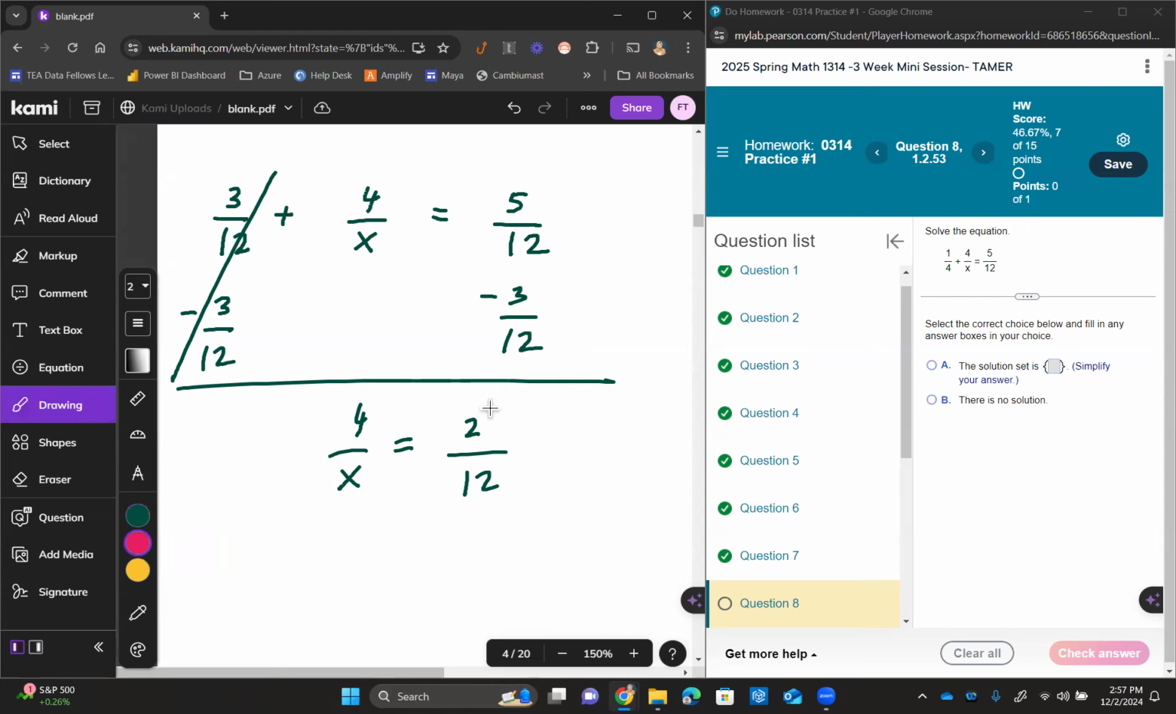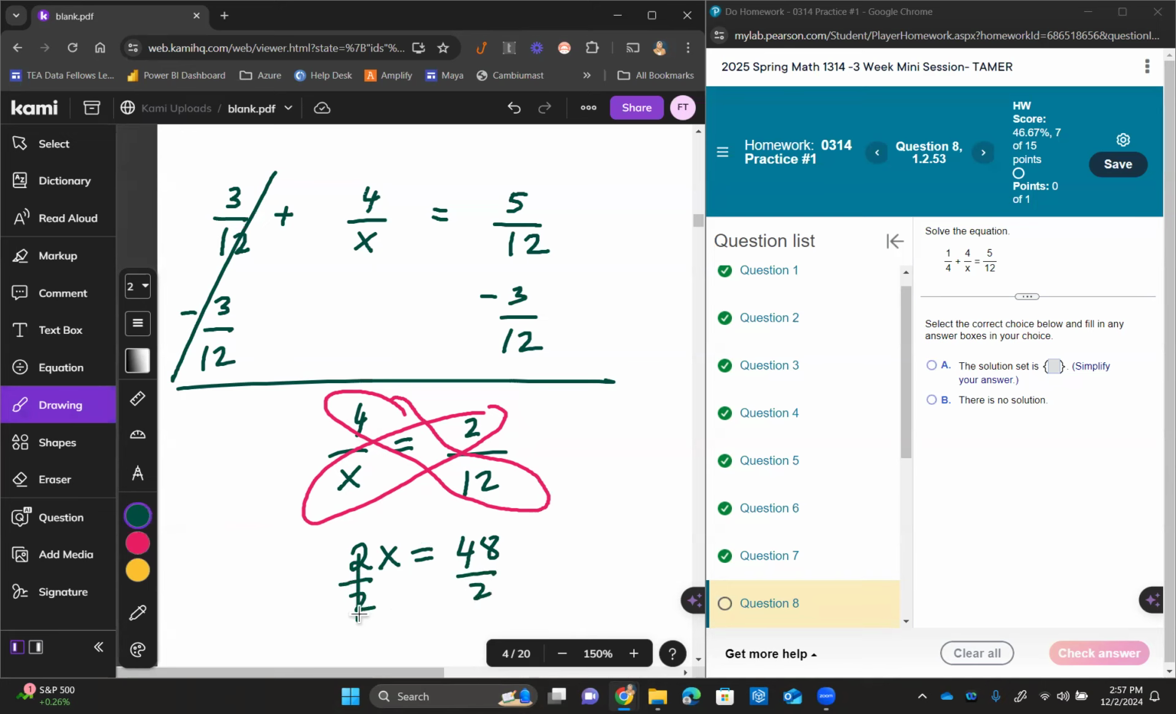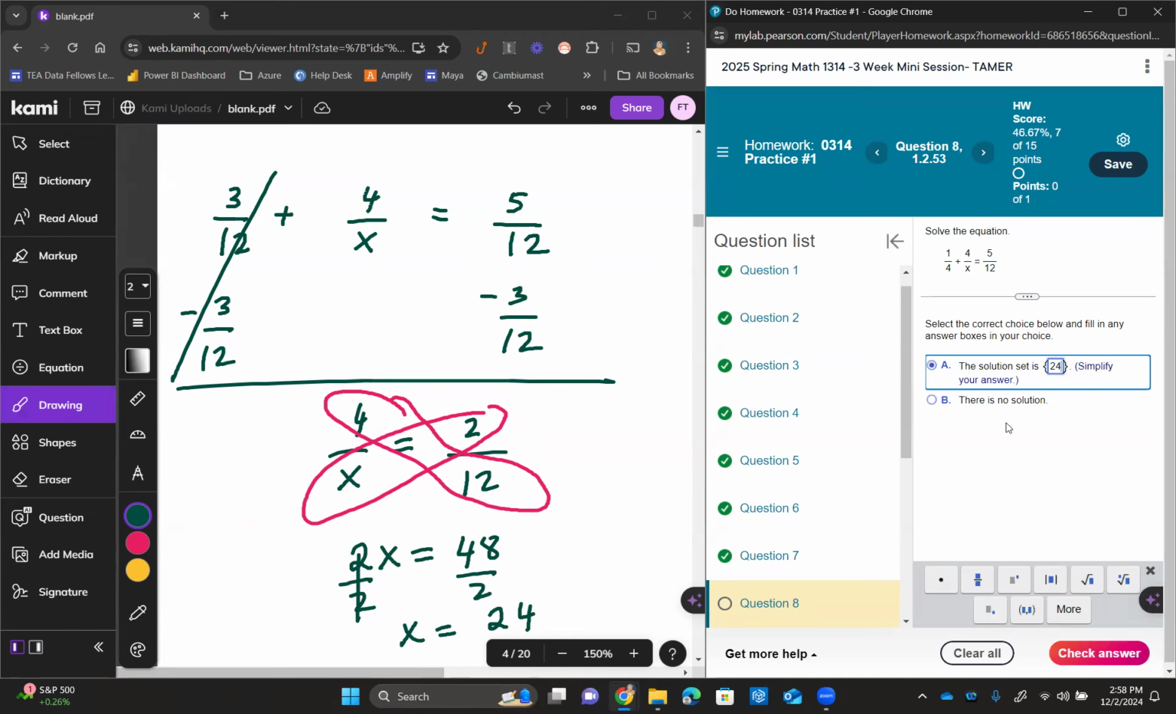Now I would like to do cross multiplication to solve for x. Here's how we do the cross multiplication. 2 times x is 2x. 4 times 12 is 48. To solve for x, we just have to divide each side by 2. So x is equal to 48 divided by 2, which is just 24. This is how we do this question. x must be 24. So I will mark A, and the solution set is just the number 24. We will mark this answer on the homework.